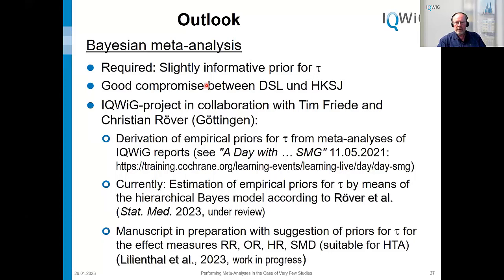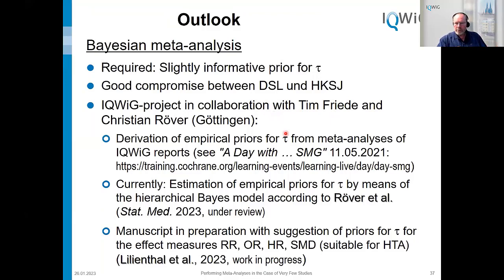studies, not enough power. But if you use informative priors, not for the intervention effect, but for the heterogeneity parameter, then you can see that the Bayesian meta-analysis is a good compromise between DerSimonian and Laird and Hartung-Knapp-Sidik-Jonkman. This is a project in collaboration with Tim Friede and Christian Röver from Göttingen.